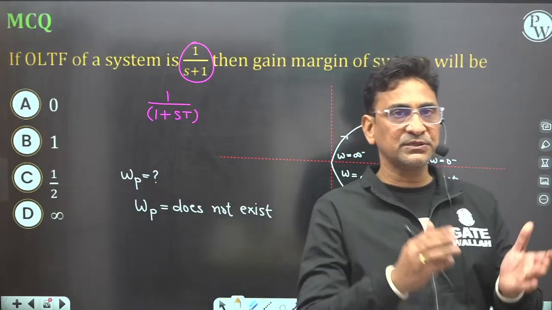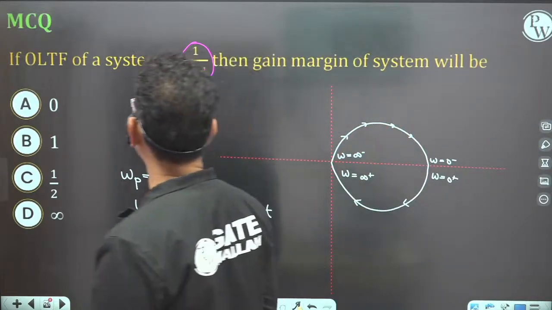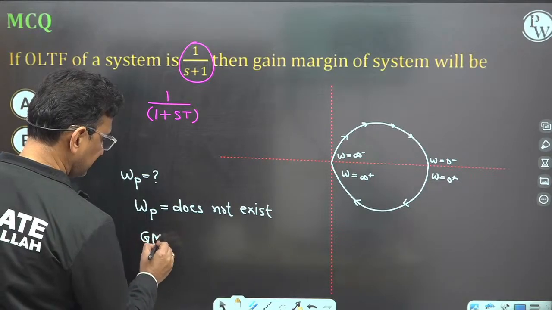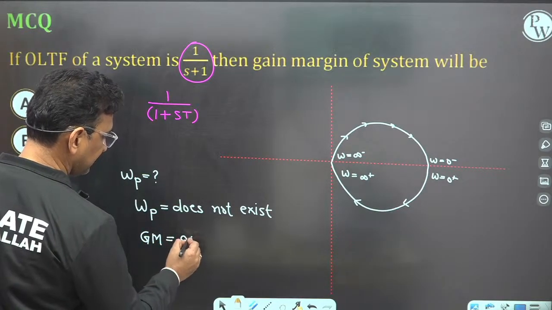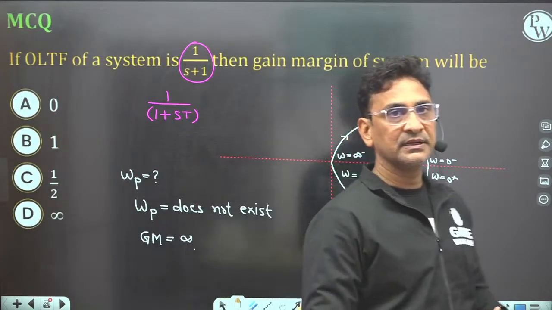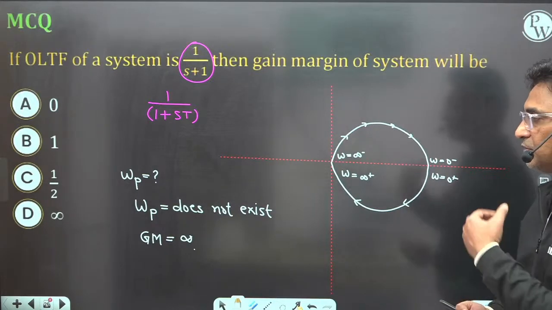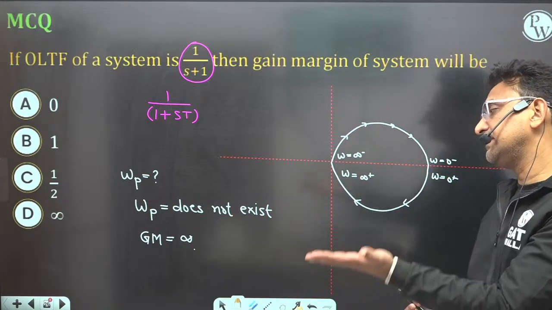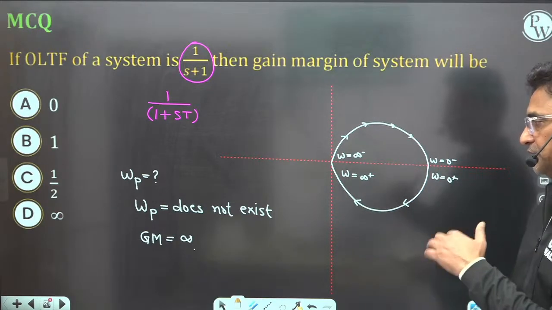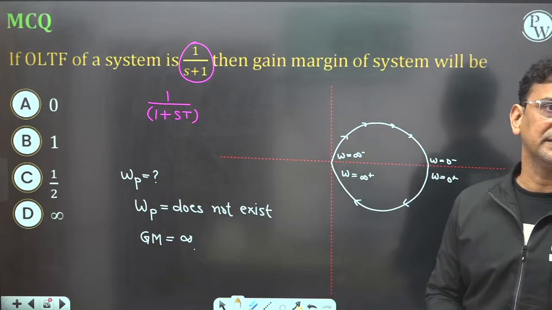If the phase crossover frequency does not exist, then what would be the gain margin? If the phase crossover frequency of a system does not exist, then the gain margin will be infinite only, not zero. It is infinite. Similarly, if the gain crossover frequency does not exist, then the phase margin would be infinite. And if the phase crossover frequency does not exist, the gain margin would be infinite. Clear?